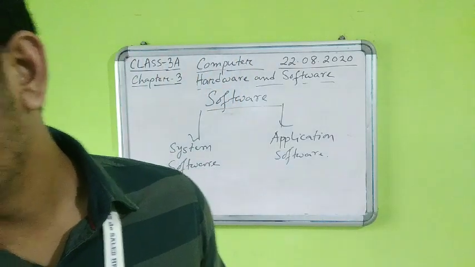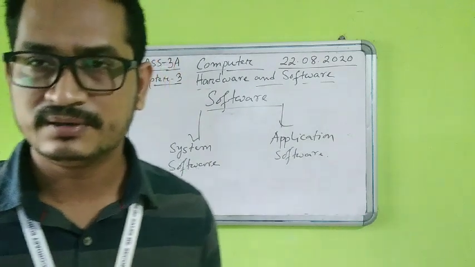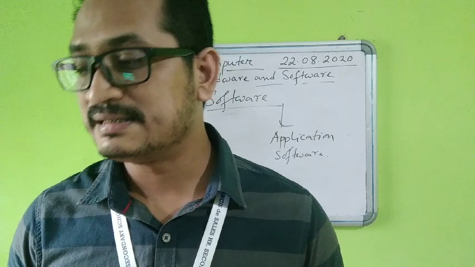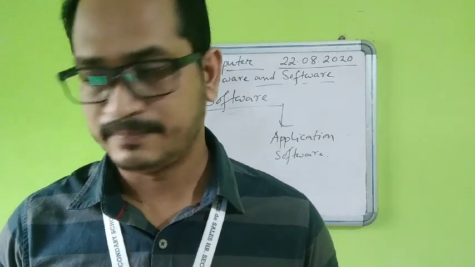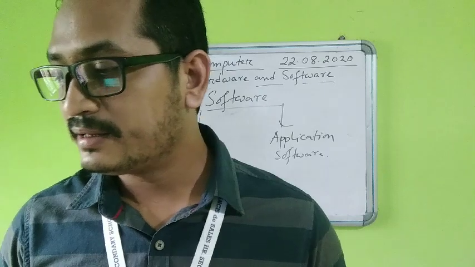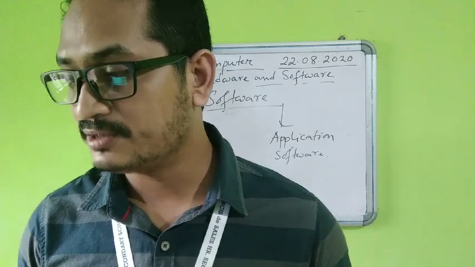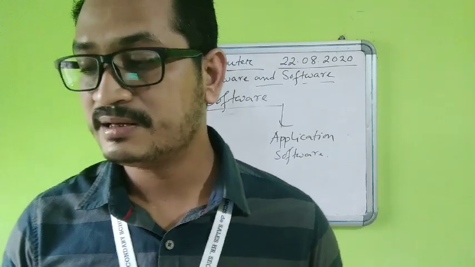Now application software. We talked about system software, which is the main part of the software system. What is application software? Application software is designed to perform a specific task. For example, MS Paint is used for drawing and coloring, Notepad is used for typing text, and we use the calculator for calculation. Some more examples include MS Word, MS PowerPoint, media player and games.